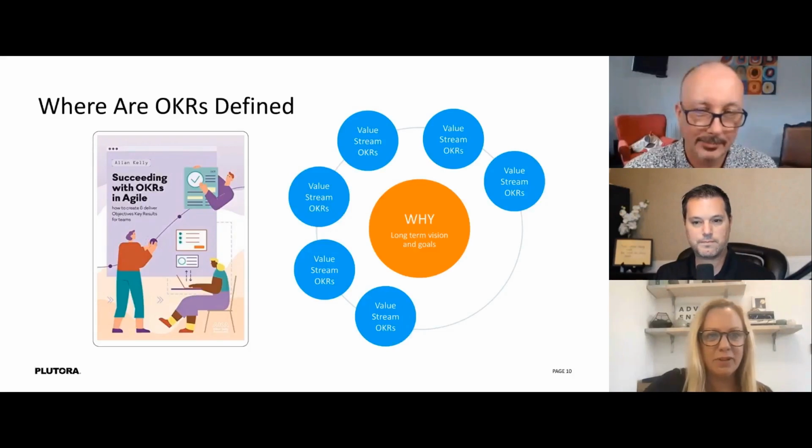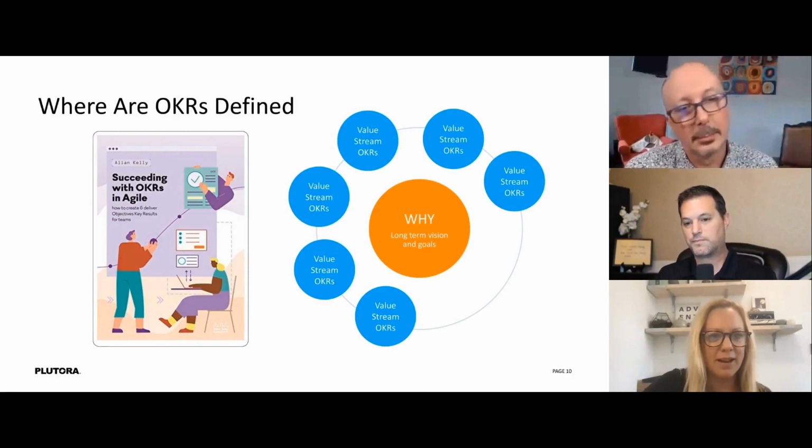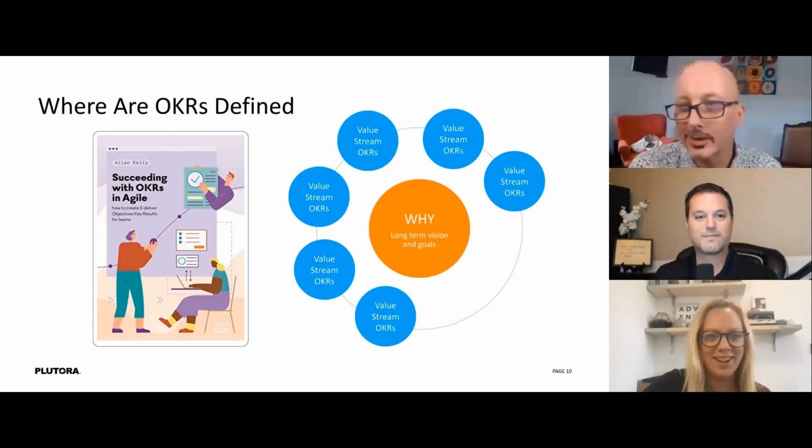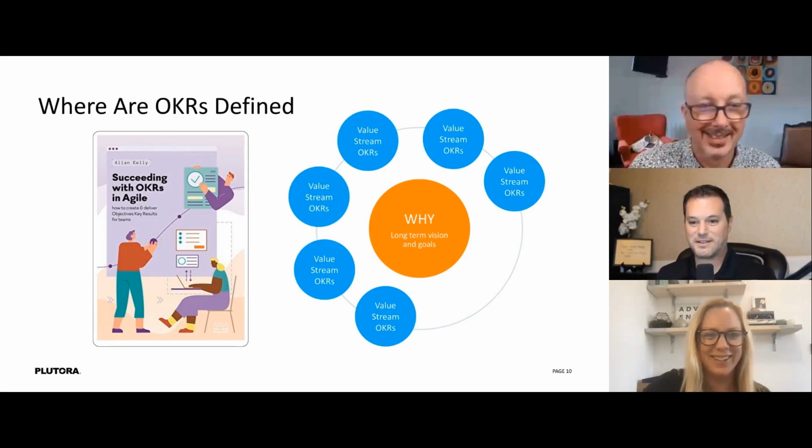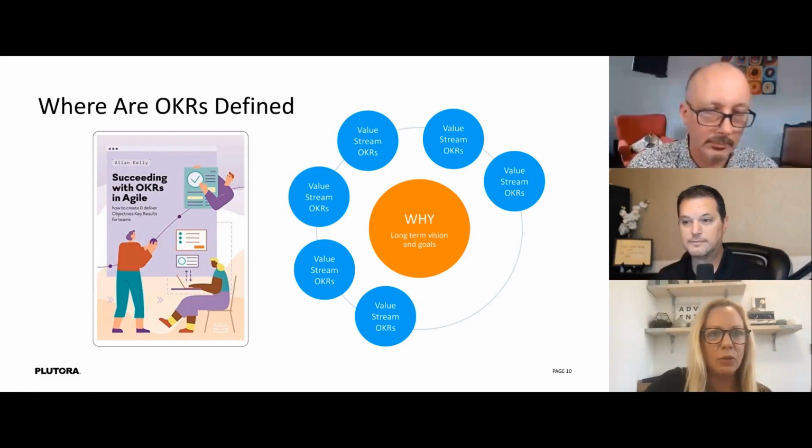You're welcome. So we'll leave that open for a couple of seconds and we'll talk a bit about where our OKRs are defined. So there is your friend's book, Mike. Good. Excellent. Where are they defined then? I mean, we've touched on this already. So when we say where, do we mean where in the organization or where in the process?